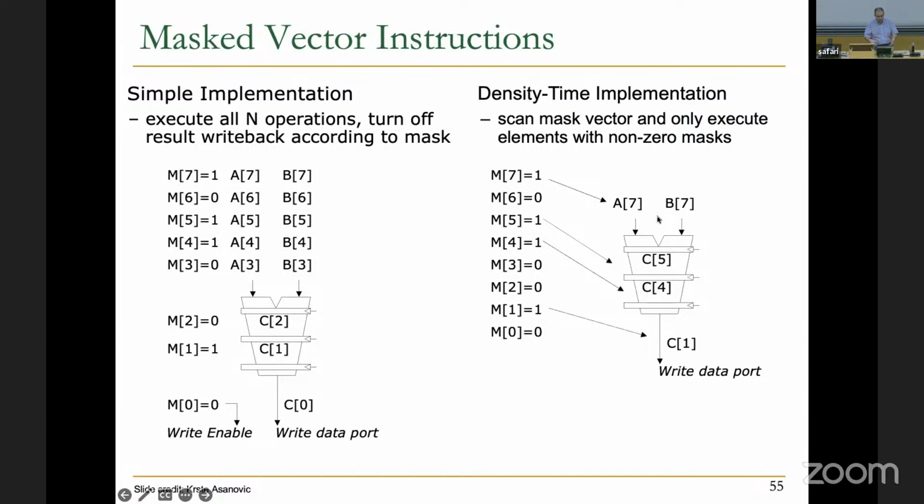But it can also be more intelligent: a density-time implementation, where we scan the mask vector and only execute elements with a non-zero mask. So it adds some complexity. Which one is better? It really depends on how many elements you are masking. If you are masking many elements in your vector, you're probably going to use this implementation because it is more efficient. But if you're going to use most of your elements and just mask a few of them, then this architecture is probably better because it's much simpler and has low cost. I already discussed the trade-off. Any question?